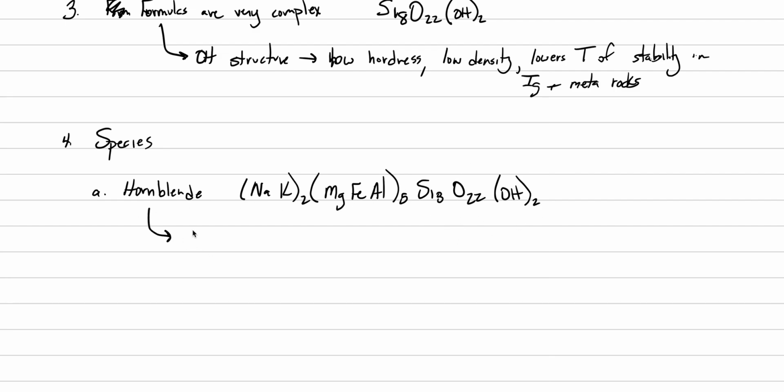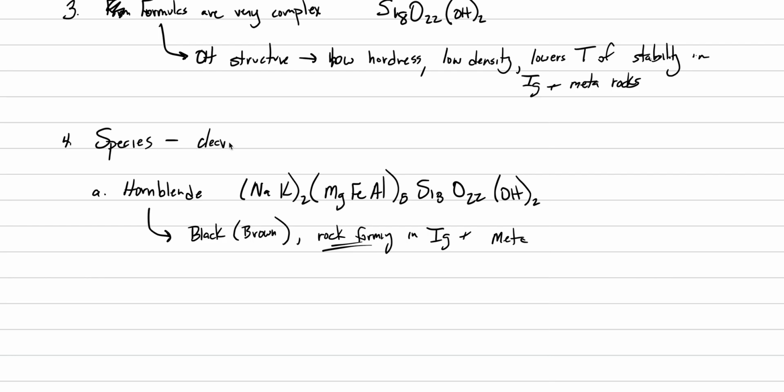Our color for hornblende is that it tends to be black. Maybe you could see it with some brown colors to it, and it is rock forming in igneous and metamorphic rocks. You're going to see it all the time. It's exceptionally common.